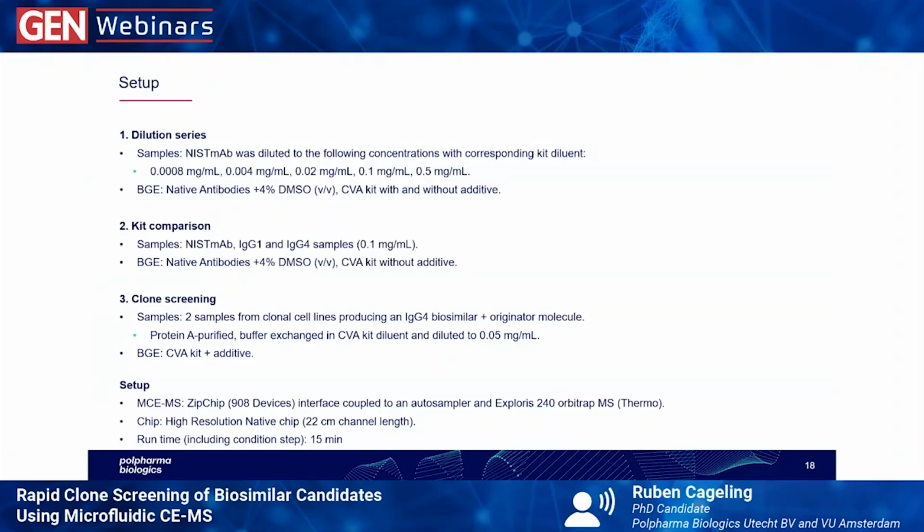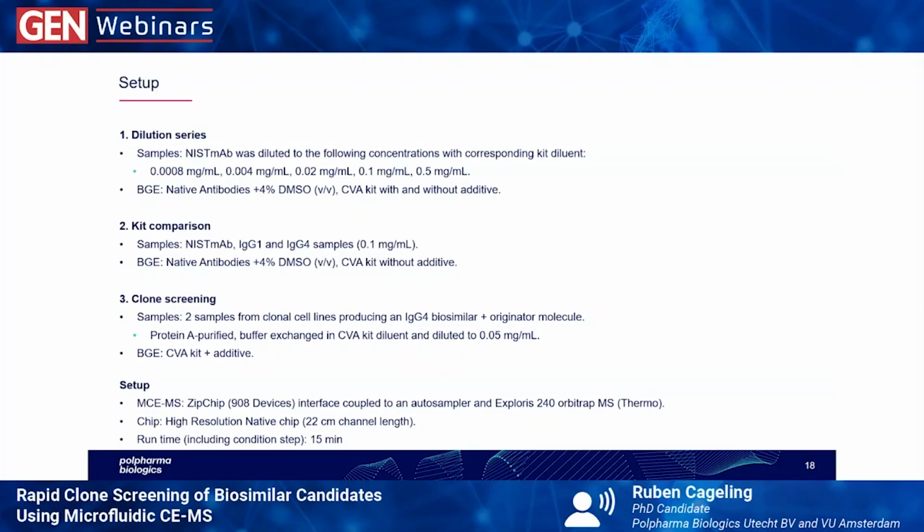Then we expanded this a little bit more. We also checked this for 1 concentration for 2 in-house samples of ours, because we wanted to see if it not only works for NISTmAb, but for other samples. So we took 1 IgG1 and 1 IgG4 sample. And again, we checked with the native antibodies BGE, and in this case, only the CVA kit without additive.